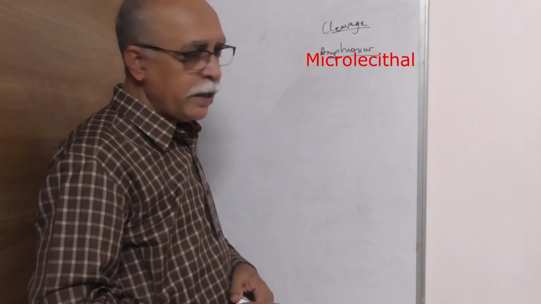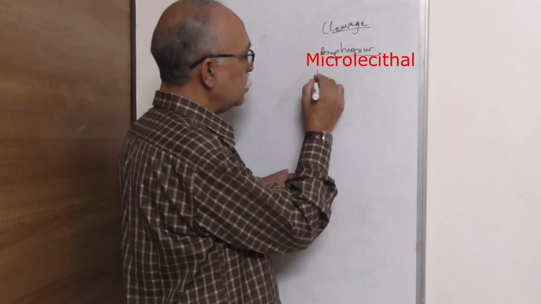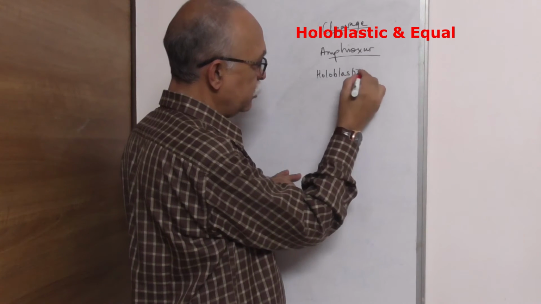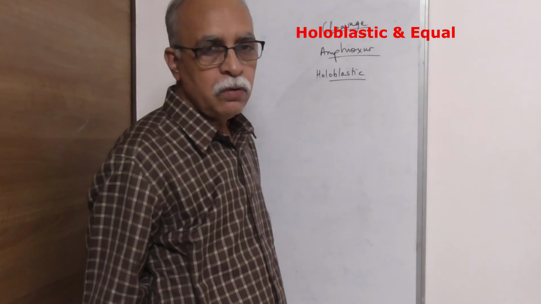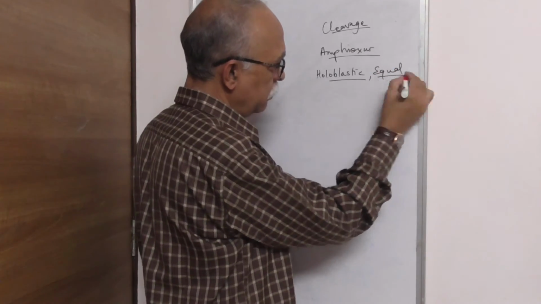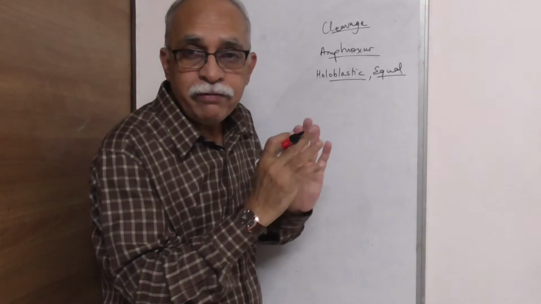Here it's a macrolecithal egg cell. So the cleavages would be holoblastic. Holoblastic and of course equal to a good extent. Let's know why. Holo means entire, blast means fission, division.